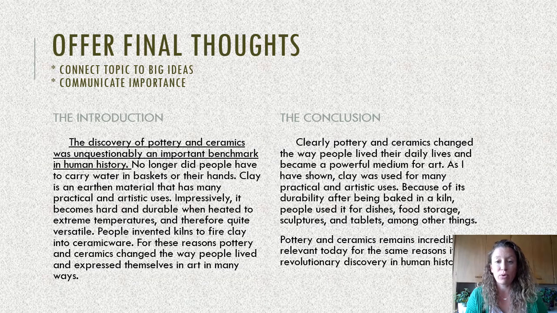Pottery and ceramics remains incredibly relevant today for the same reasons it was a revolutionary discovery in human history. So again, I'm reiterating that it was a revolutionary discovery. And I wanted to say one last thought about how it is still relevant today. And really, I could go on and give a little more feelings there about how much I do love pottery for many, many reasons, even making pottery myself. That could give a nice personal connection to end.